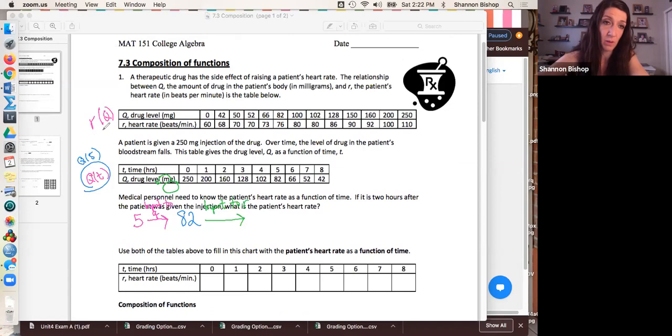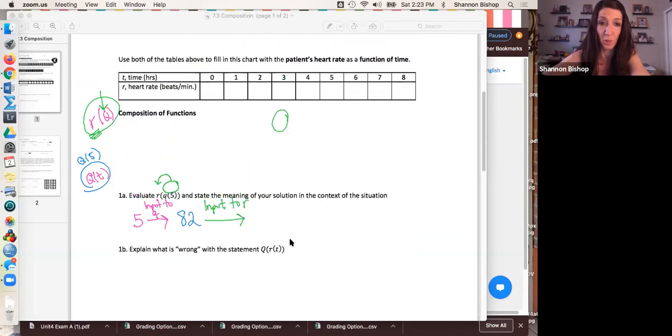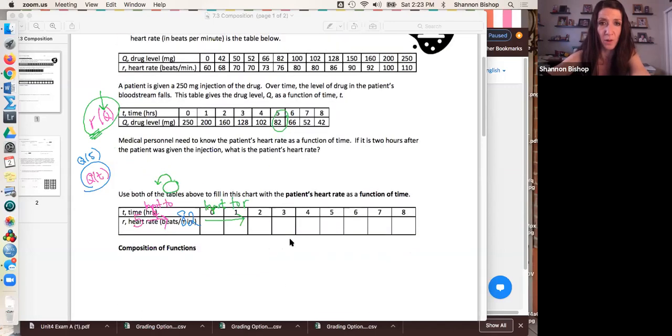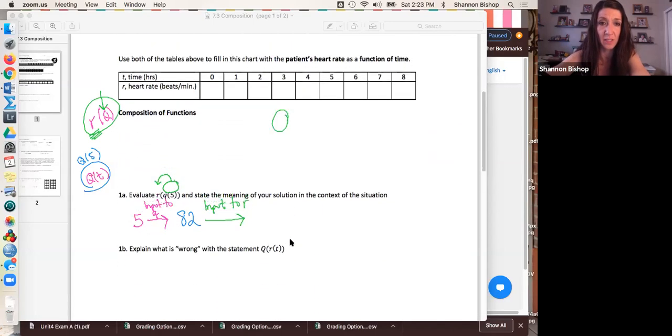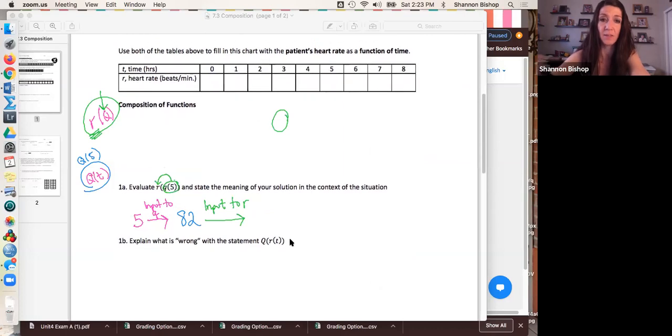This formula right here says, okay, now that you know the Q value is 82, you can plug that in to this function right here, whose name is R. So what's R of 82? It is 76. And so the final answer, if you will, would be 76.